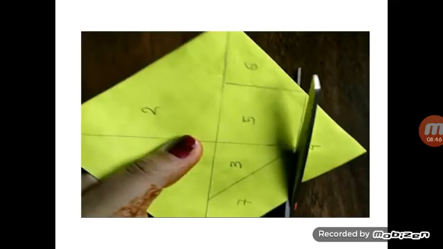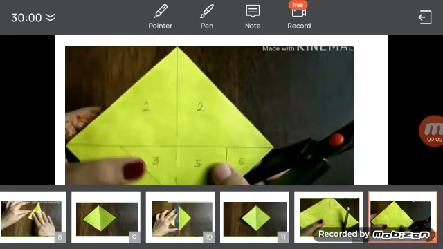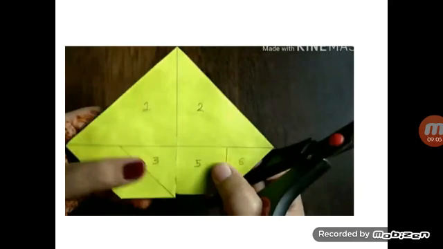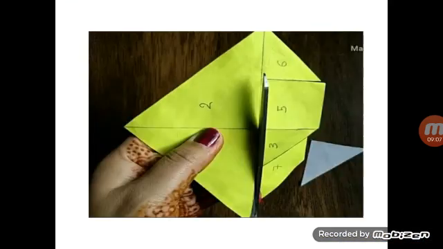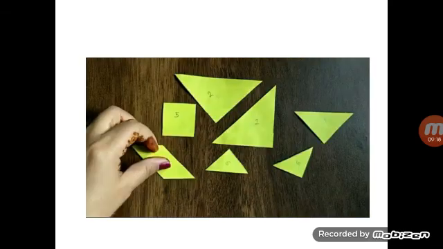Now after getting that shape you have to draw the lines and put the numbers in this way. Now you have written at the top, that is the square, no? So at the top 1, 2, then 3, 5, and here is 4 and 6. Now you have to start cutting on that particular line. You will get these small pieces, that are the 7 pieces of tangram. Now already you have written the numbers.